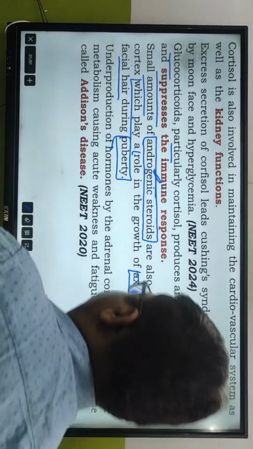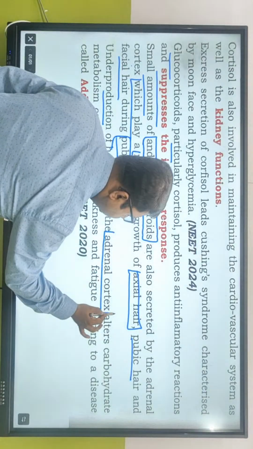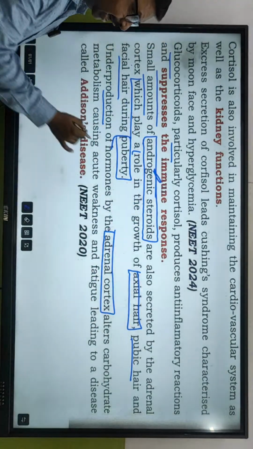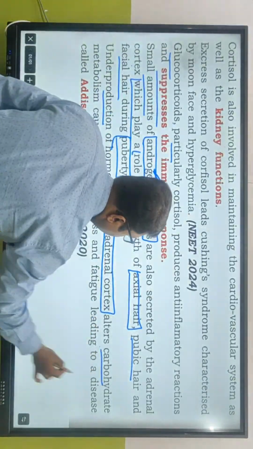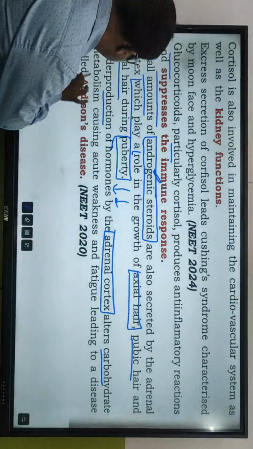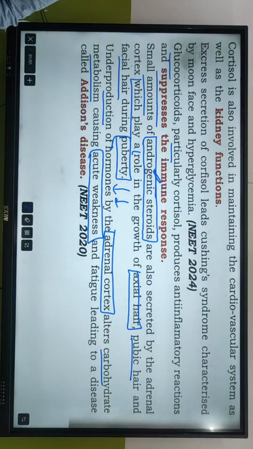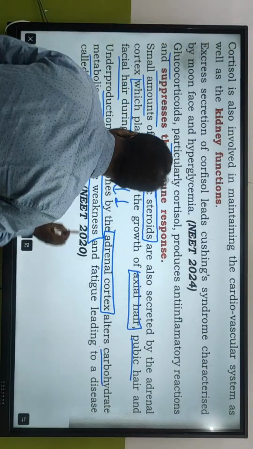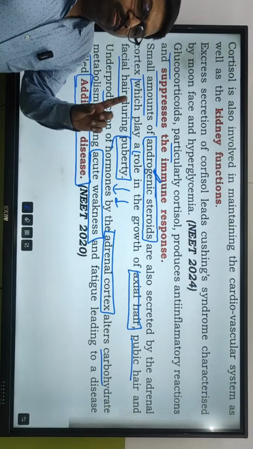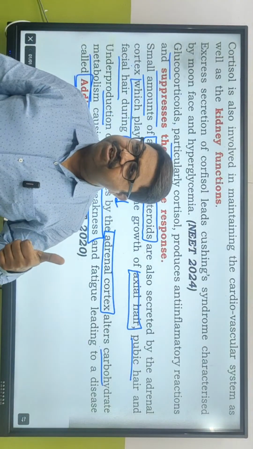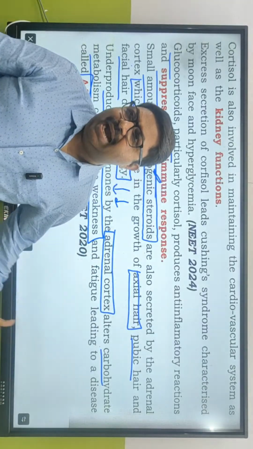Now, underproduction of hormones by the adrenal cortex. Hyposecretion of adrenal cortex alters. क्या होगा? Carbohydrate metabolism खराब हो जाएगा, causing acute weakness and fatigue, leading to a disease called Addison's disease. क्या नाम होगा? Addison's disease. So, if hypersecretion, Cushing's syndrome, then hyposecretion, Addison's disease.